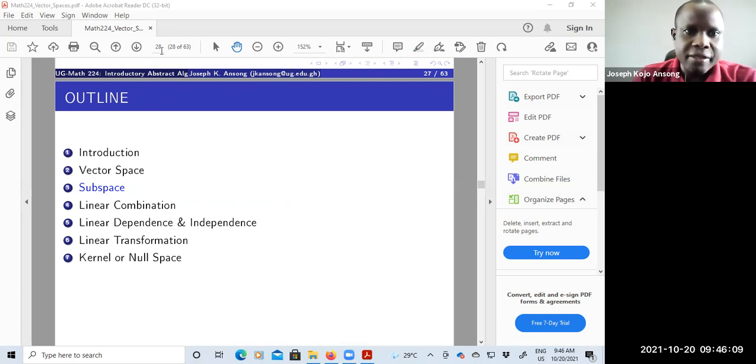In the last lecture, or last video, we looked at vector spaces. We gave a definition of a vector space, and we did a couple of examples. I will take you back just to remind you of the definition of a vector space.